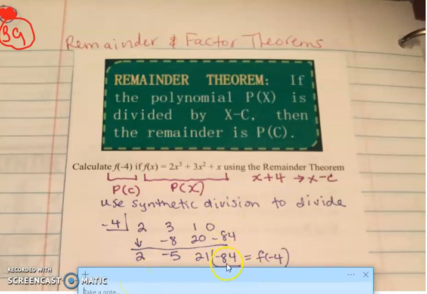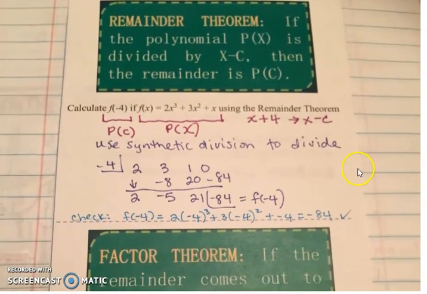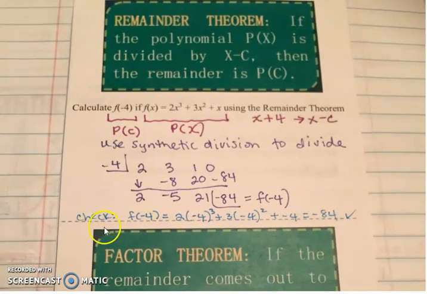So in this case, my remainder is negative 4. According to the remainder theorem, the remainder, which is negative 4, should be the exact same y value that you would get if you would have plugged negative 4 into the original problem. Well, let's check it. Let's see if that's true. So what we'll do is we'll plug in negative 4 into the original: 2 times negative 4 cubed plus 3 times negative 4 squared plus negative 4.